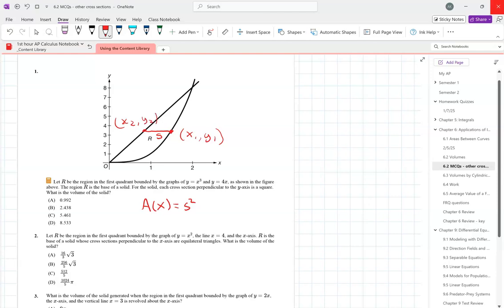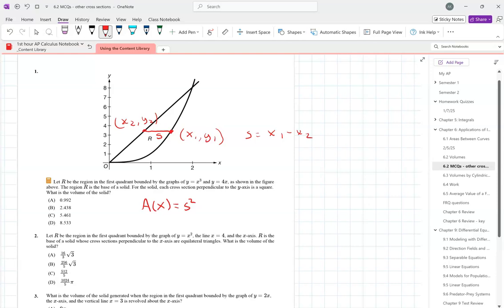So if I think about s as the distance from the point x2, y2 to the point x1, y1, because x is horizontal, it's going to just be the distance of x1 minus x2. Everybody agree with that? So far, so good? All right.